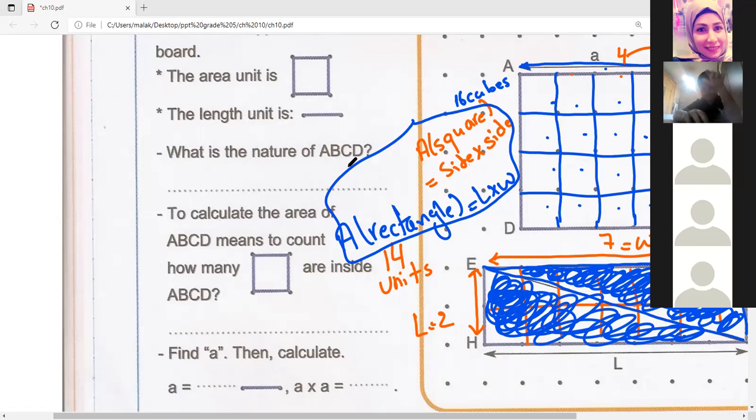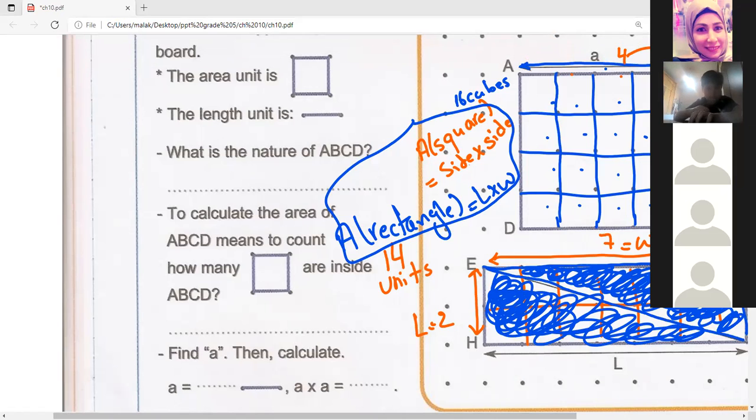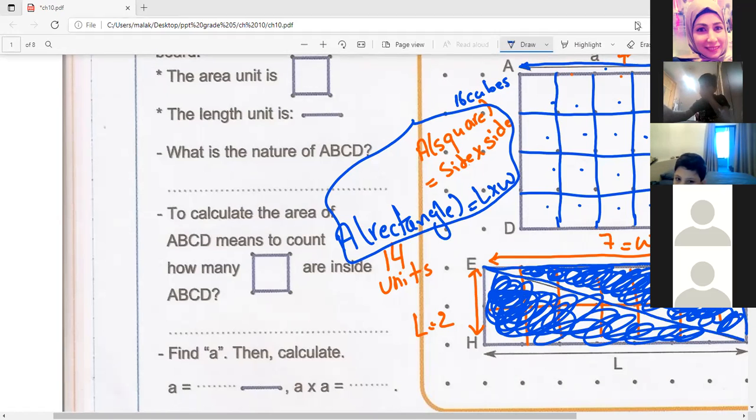Does it have to be that the square is 16, or can it be another number? Of course it can be another number. For example, side 5, we multiply 5 by 5, it will be 25. Teacher, is the triangle like the square, side times side? No, not like a square. The triangle is half of a rectangle.